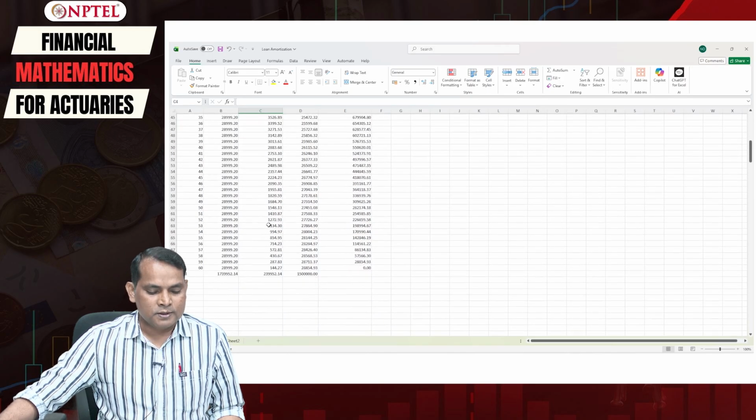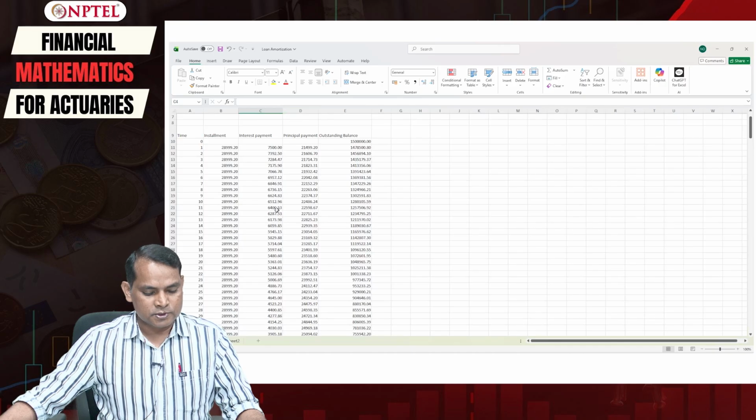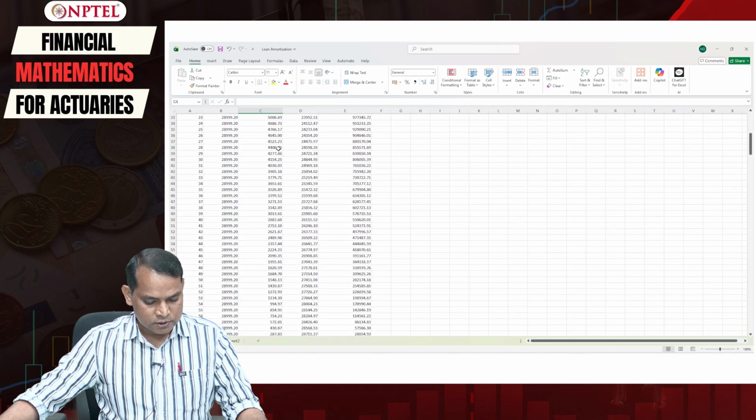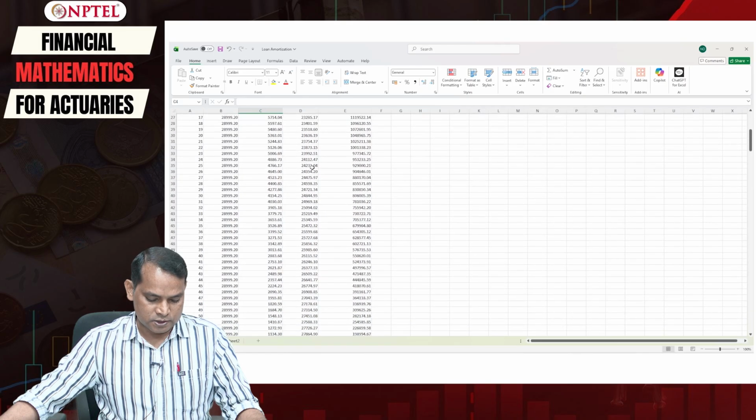So one interesting stuff here, the loan amortization schedule will give us initially the interest payment is high, the higher amount will actually go towards the interest payment initially, and the lower amount will go towards the principal payment. But as you go on, the interest payment will be decreasing significantly, but the amount that will go towards the principal will be increasing.